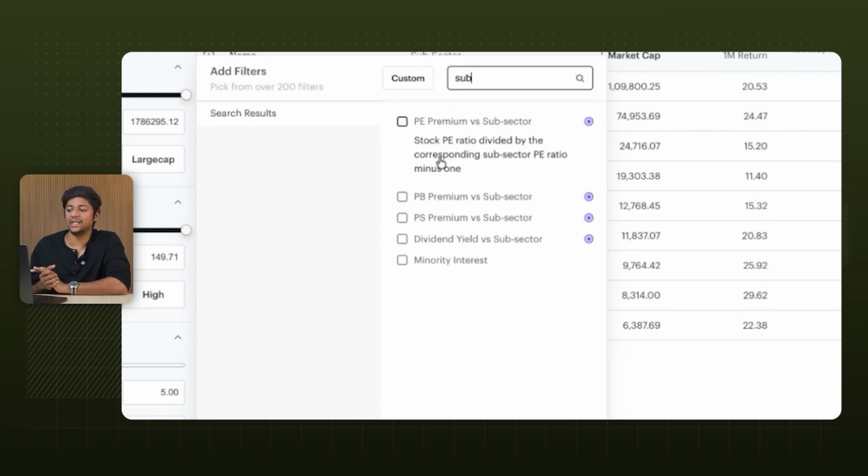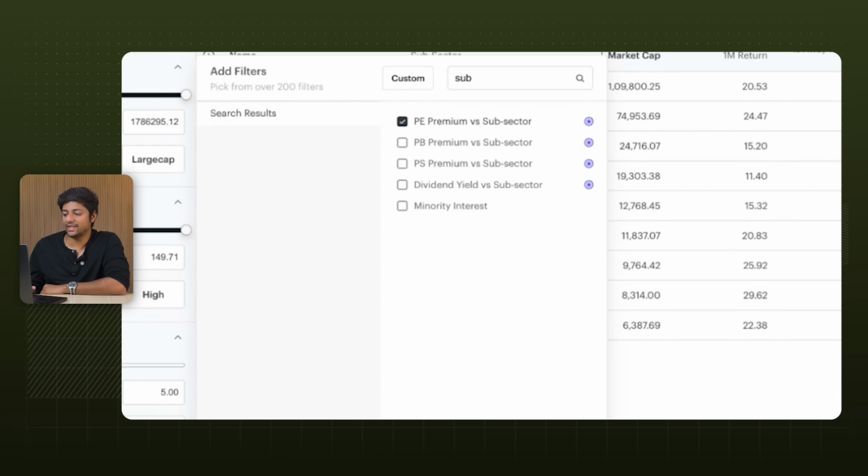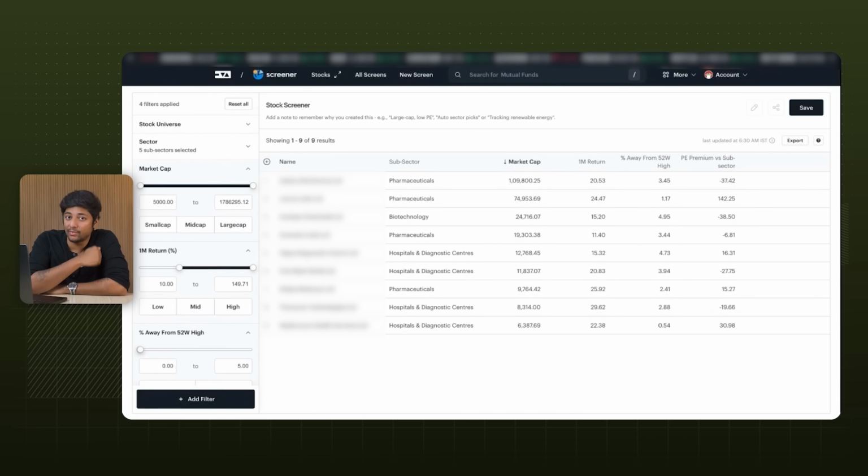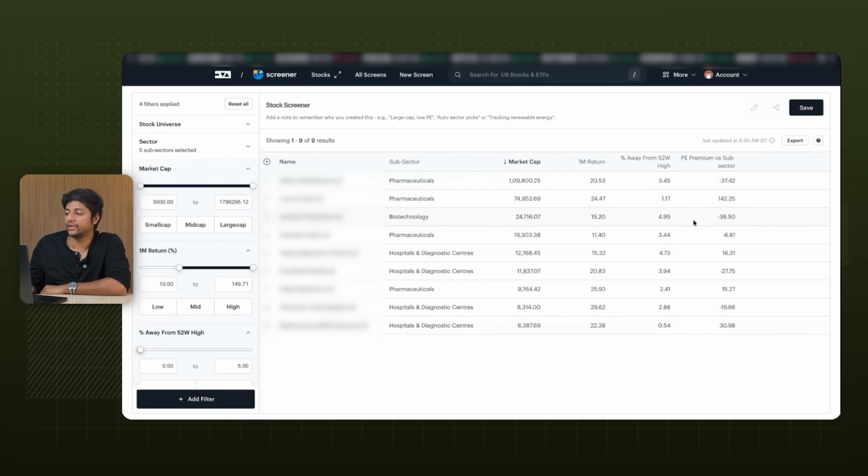I'm trying to look at PE premium versus subsector. Now, what this tool basically does is it takes the stock PE ratio and divides it by the subsector PE ratio, minus 1. What that basically says, I want to find companies that are undervalued and in momentum and coming to 52-week high, because I want you to automatically remove all the guys who are supremely overvalued, remove them, show me companies that are undervalued, growing well, and close to 52-week high.